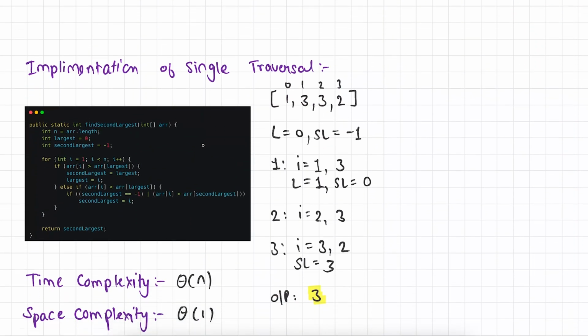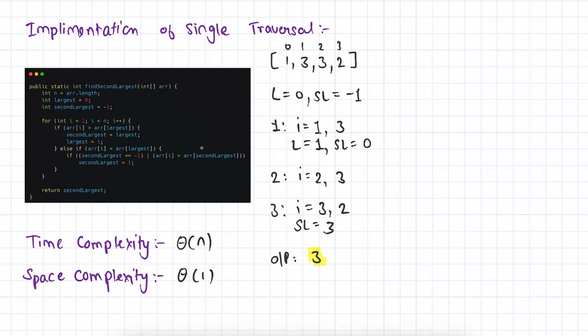So let's see the implementation of this single traversal solution. Here we have a function that takes an array as input. We are finding the length of this array in the first line. In the second line we are initializing the largest as 0. We are assuming that the first element is the largest element, and in the third line we are initializing second largest to -1. It means so far we do not know about the second largest element.